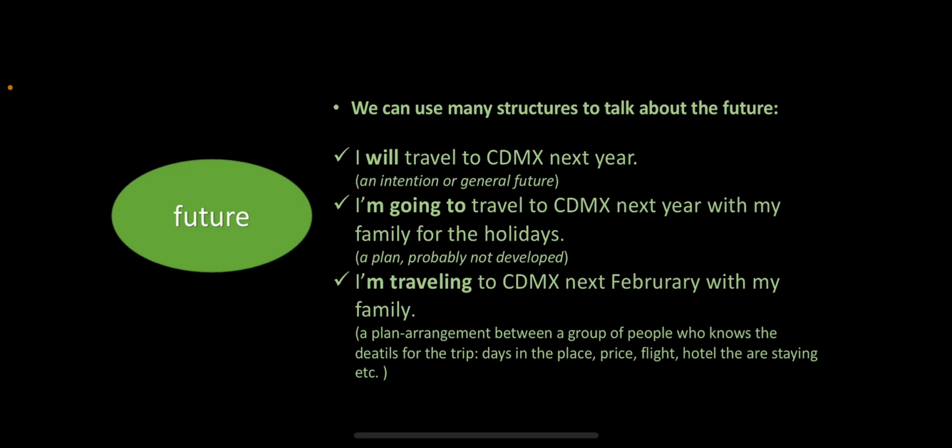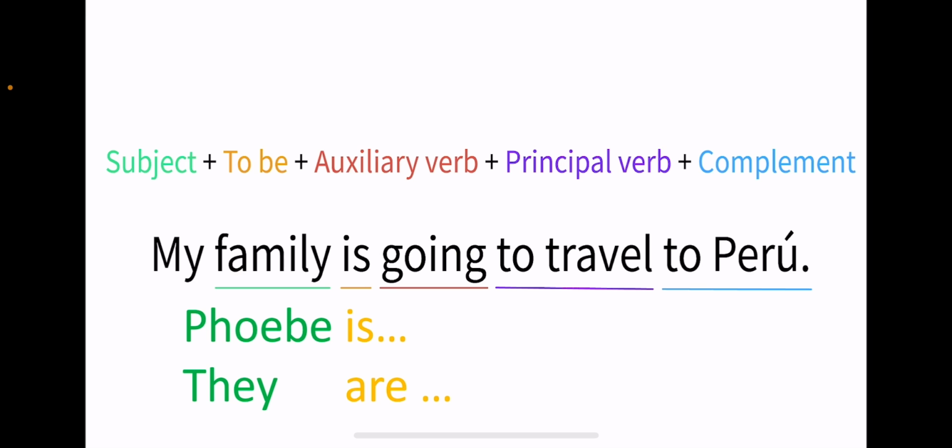Now, we have those three common structures that we can use. Let's concentrate on going to, because we know when we use will and how to create sentences with will. What about going to? So for going to, we are going to have a subject like in any sentence. Then we are going to use verb to be, and we need to conjugate verb to be depending on the person, right? So I am, my family is, Phoebe is, they are.